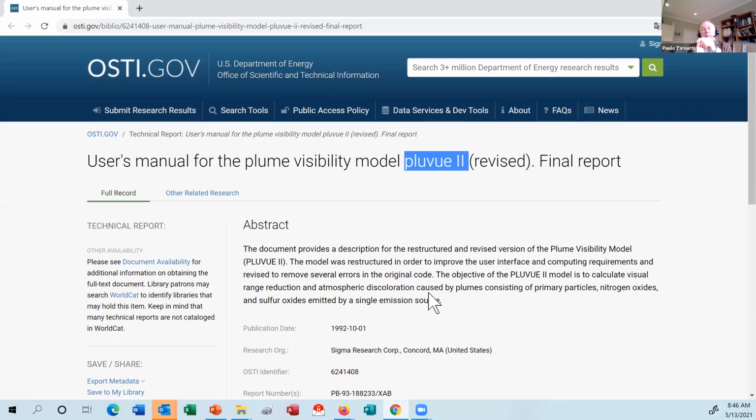Based on the chemicals inside the plume, based on the position of the sun, based on the position of the observer, and based on the position of the target. These are all the components that are needed to calculate the visibility impact.